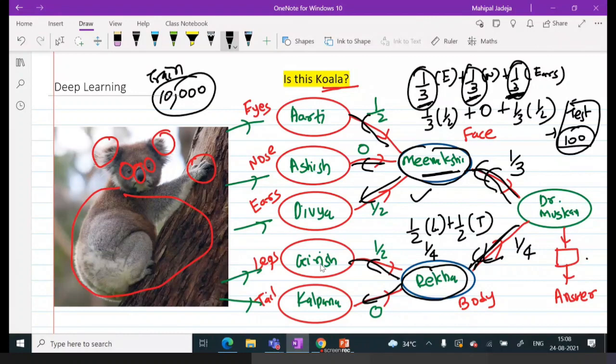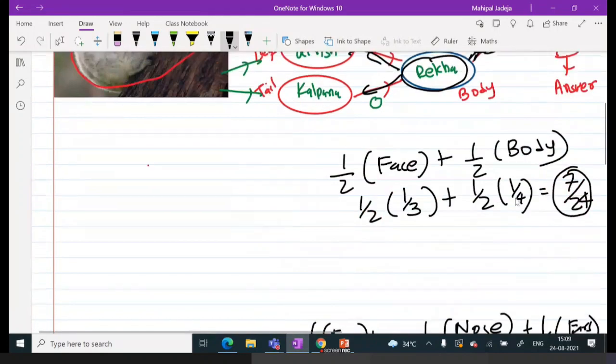So now, if this is the case, then one can ask how this concept of deep learning is different from distributed learning. Because ultimately what you are doing, you have divided this big task into these subtasks, and these subtasks can work parallelly also. For example, Aarti can focus only on eyes, and at the same time Ashish can focus on nose, and so on. So here there is a major difference which I would like to highlight.